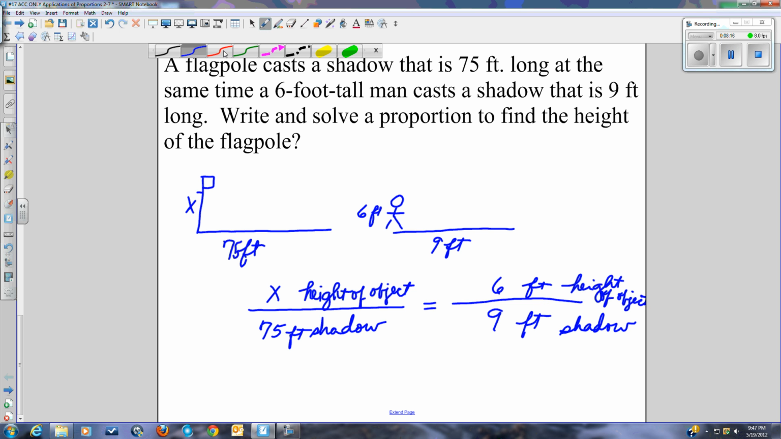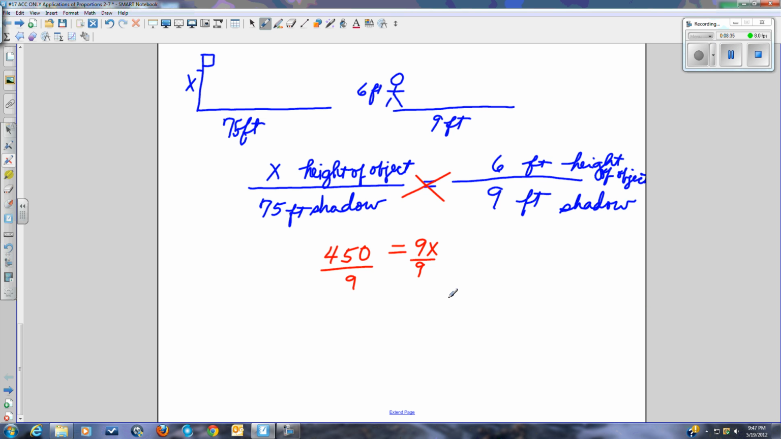We want to solve this by cross multiplying. So we're going to say 6 times 75. So we get 450 is equal to 9x. So we want to divide each side by 9 to solve for x. And we end up with x is equal to 50 feet. So 50 feet is the height of the flagpole.